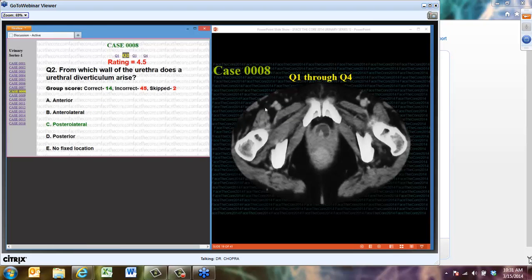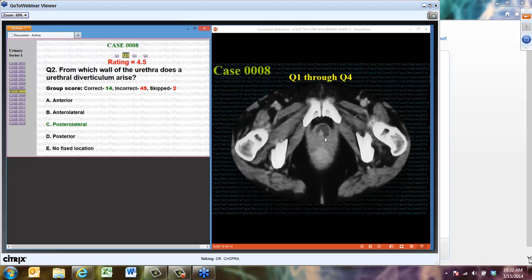From which wall of the urethra does a urethral diverticulum arise? Just looking at it, you could say, well, it seems to be surrounding the entire urethra. But what has happened is urethral diverticulum always arises from the posterolateral wall of the urethra here. So it's arising from here, and then as it begins to grow, it has nowhere to go except wrap around the urethra, because there is a very strong, very fibrous perineal body lying there, which takes the weight of the entire pelvic viscera in the upright position. So that's not going to let this diverticulum grow in any direction. So it begins to wrap around the urethra.